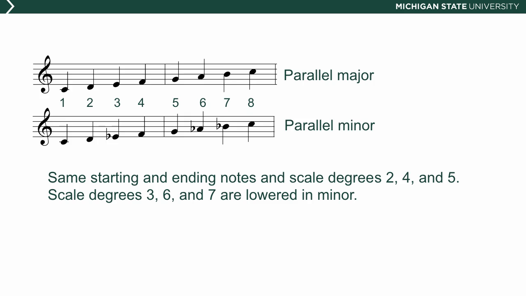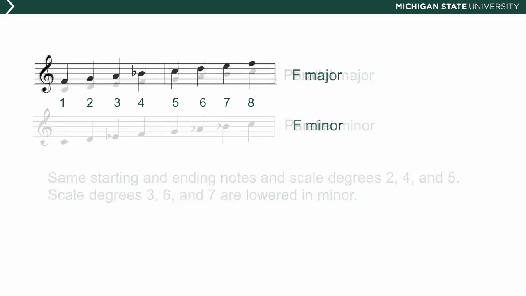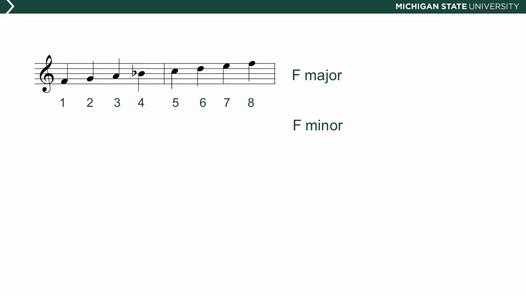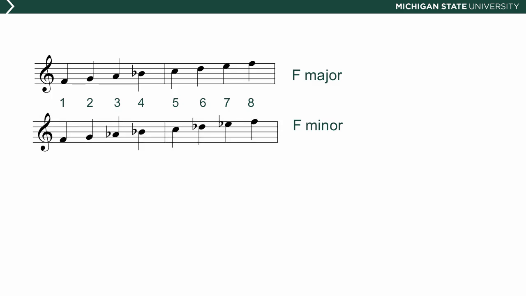Let's try it with F major and minor. Here's F major. F major sounds like this. To create its parallel minor, F minor, we lower 3, 6, and 7. A became A flat, D became D flat, and E became E flat. F minor sounds like this.